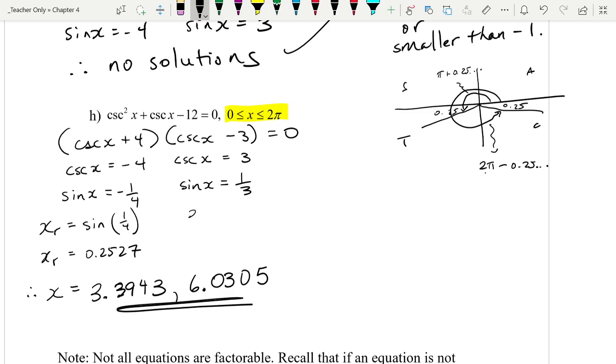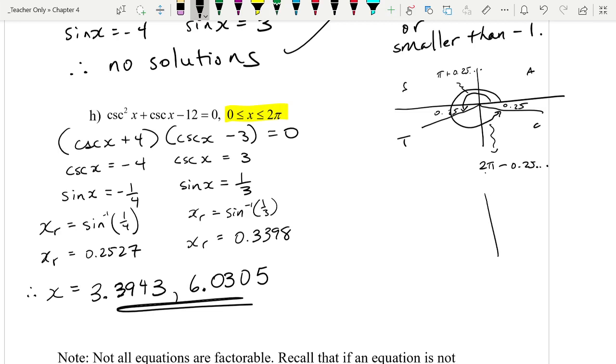This one now. My inverse sine of, I forgot to put the negative on that. Inverse sine of a third. So the inverse sine of 1 divided by 3 is 0.3398 when I round it.